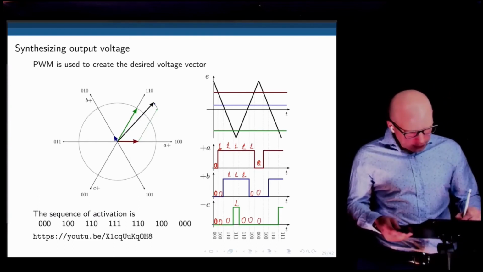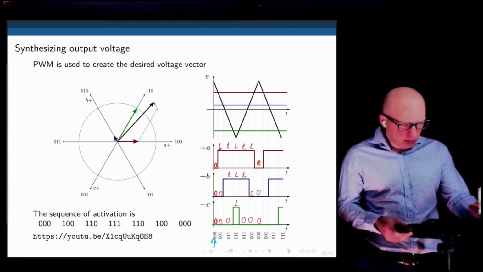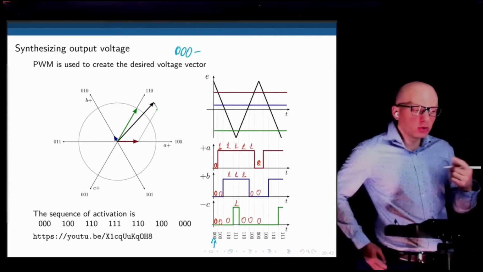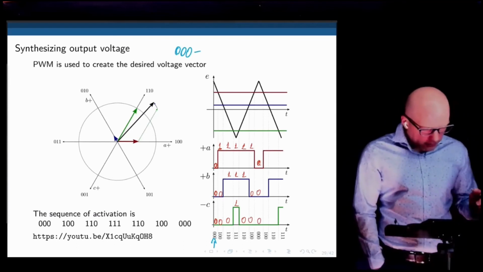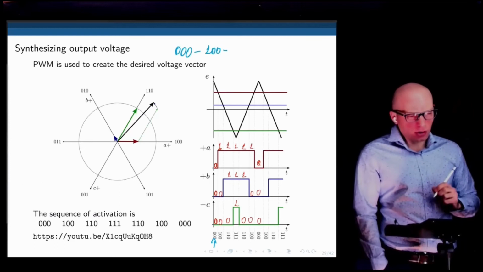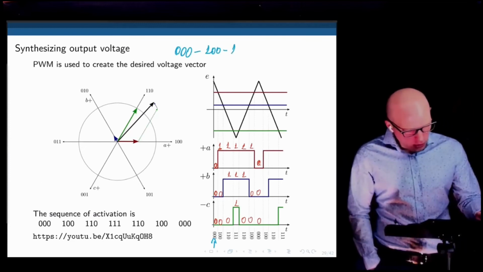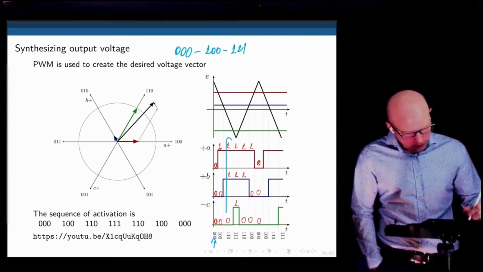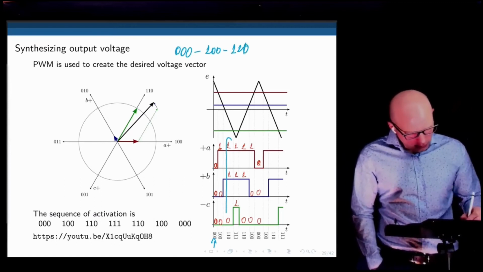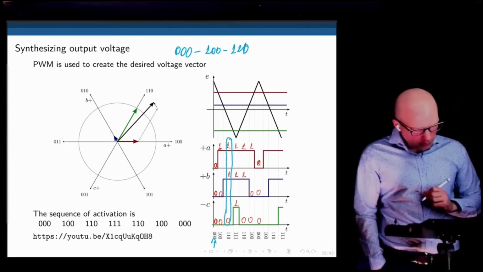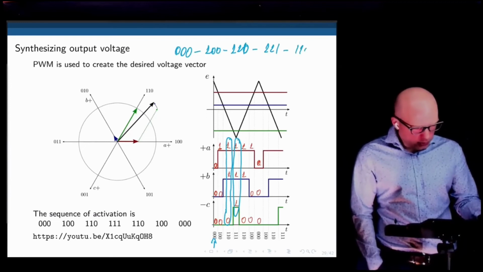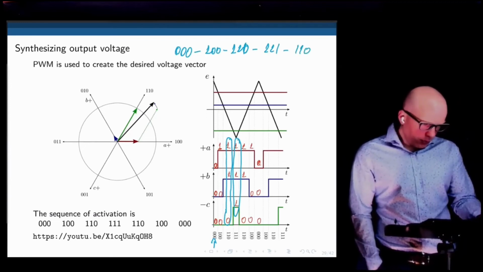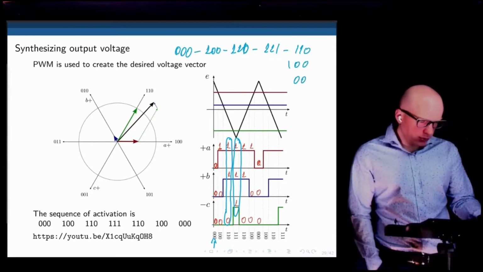If we now look at the first mode, it is 0, 0, 0. We need to go to 0, 0, 0 for that specific amount of time. After that specific amount of time, we go to 1, 0, 0. After that specific amount of time, 1, 1, 0. Sorry, 1, 1, 0. Taking this from these combinations here. Moving on, 1, 1, 1. Moving on, 1, 1, 0, 1, 0, 0, and 0, 0, 0.